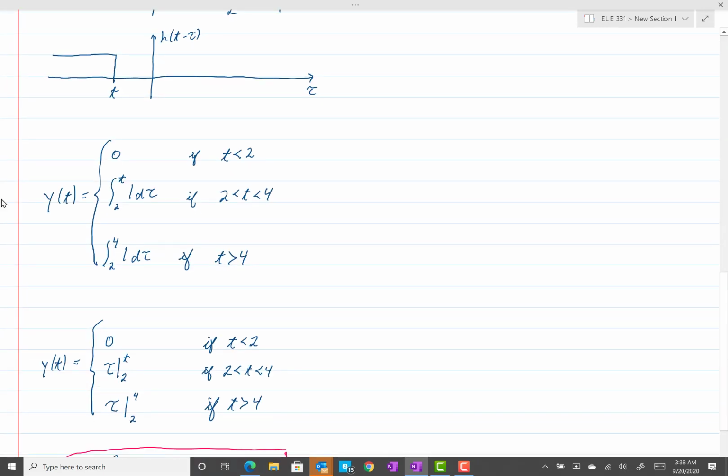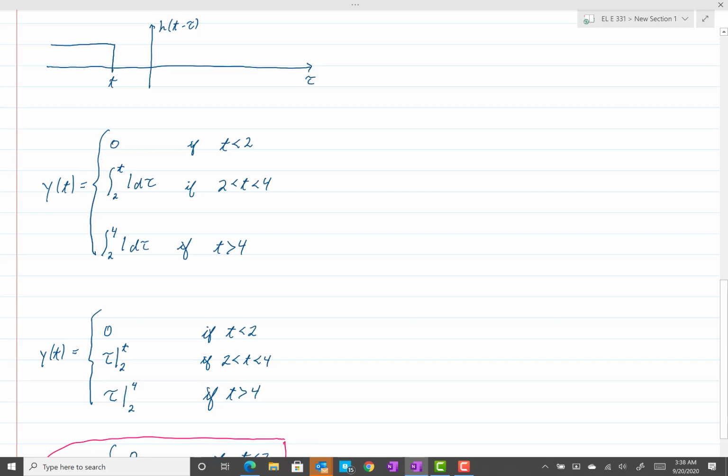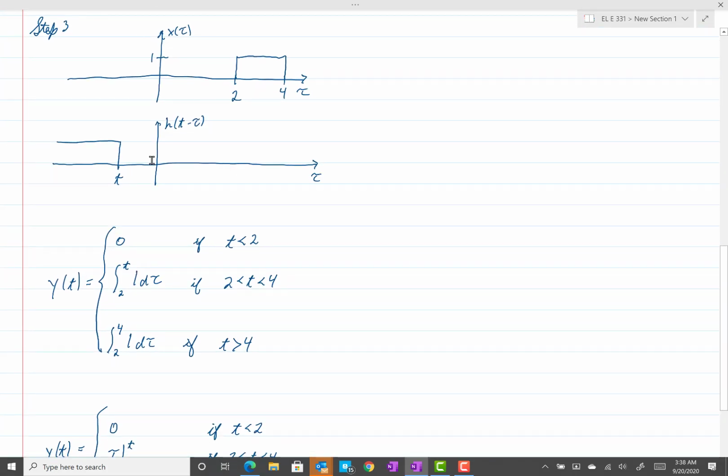If you wish, instead of having y of t here, you could just call it h of t convolved with x of t. Same thing here, of course, and down here in the answer. If you wish, you could just call that h of t convolved with x of t, if that causes any confusion to you. Okay. But again here, if t is less than 2, there is no overlap, and so the integral is 0.